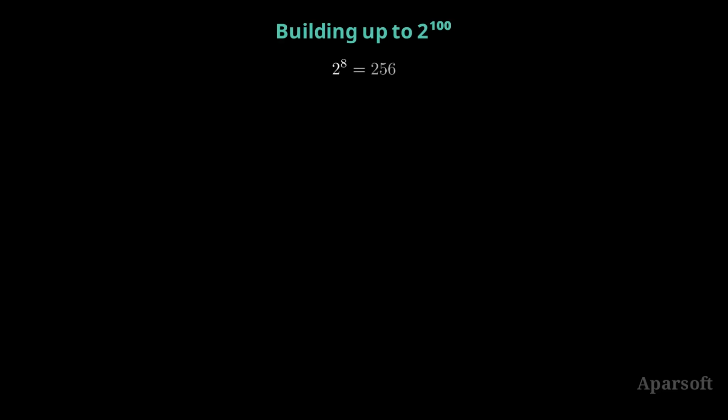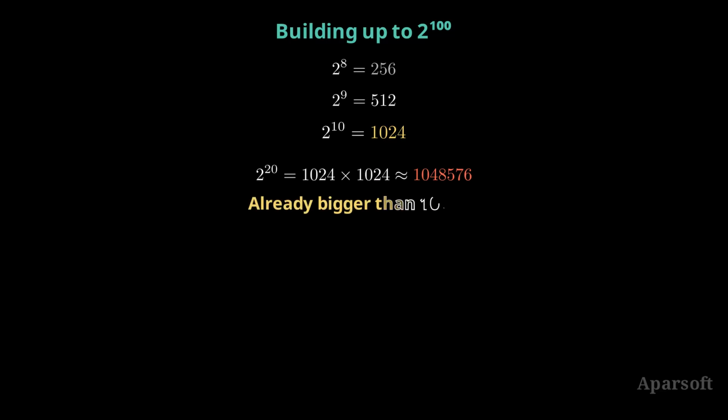We already know 2 to the 8th is 256, 2 to the 9th is 512, and 2 to the 10th is 1024. Already past 1,000. Now watch this. 2 to the 20th is 1024 times 1024, which is about 10 lakh. That is already way bigger than 10,000. And we have only reached 2 to the 20th. We still have 80 more doublings to go.